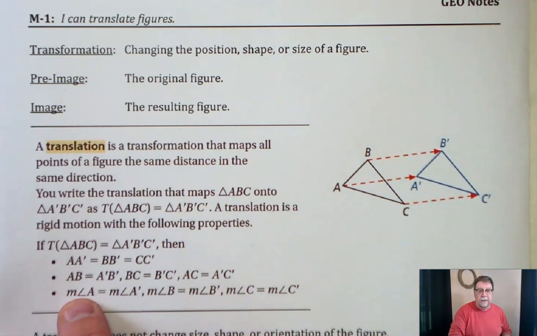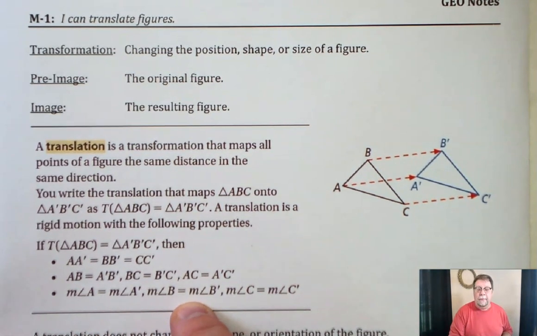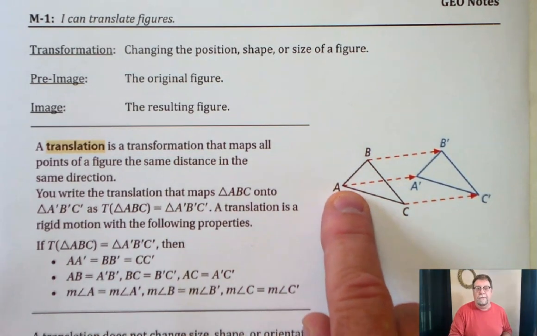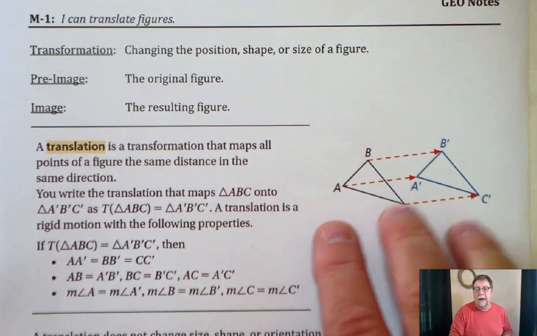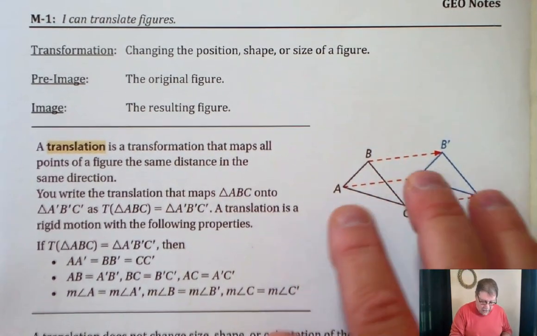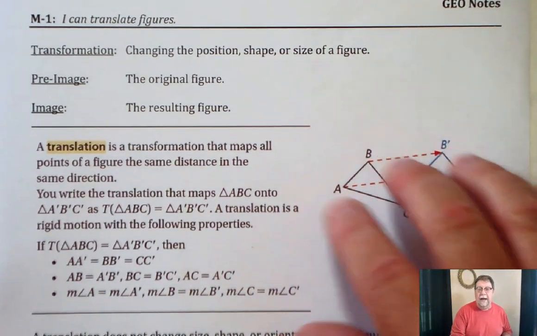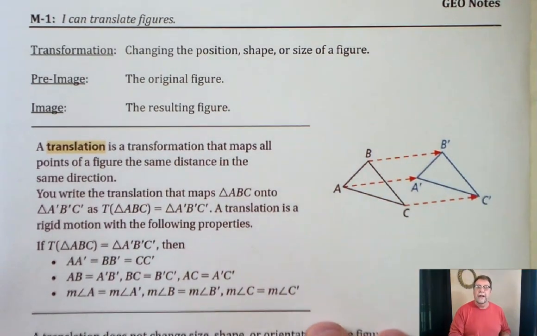And of course, the measures of the angles would not change either. The measure of angle A would equal the measure of angle A prime. Angle B and angle B prime would be the same. So if that angle, for example, were 40 degrees, that angle would also be 40 degrees. So every angle would stay the same. We sometimes say that it maintains its size, its shape, and its orientation. So nothing changes. It just moves to a different location.